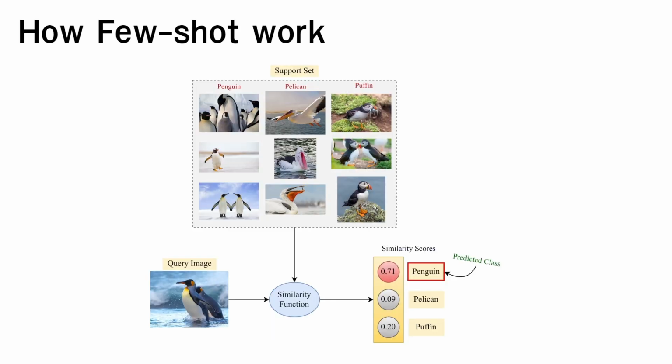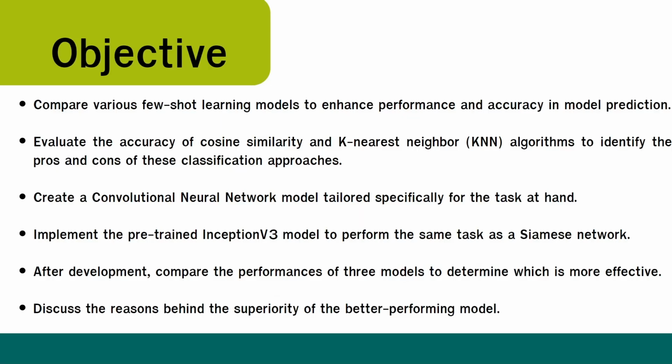As for how few-shot works, we will have a support set which will include the categories of animals, which here are penguin, pelican, and puffin. And we will have a query image to ask the model to do the prediction. The prediction will come with a similarity score. As you can see, the model prediction was penguin with a similarity score of 0.71, which is the highest.